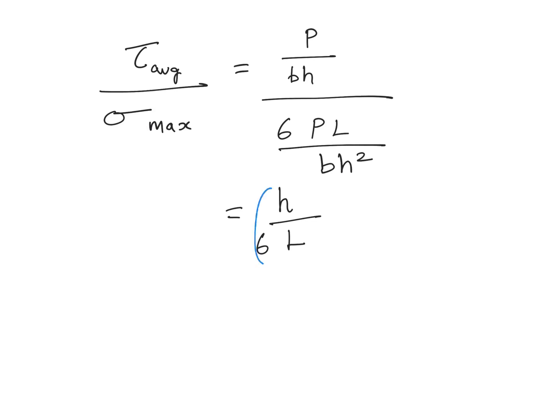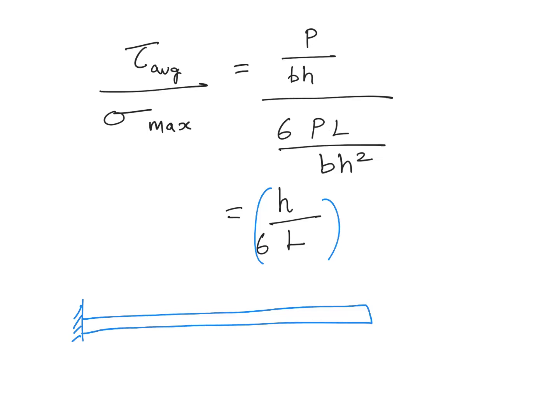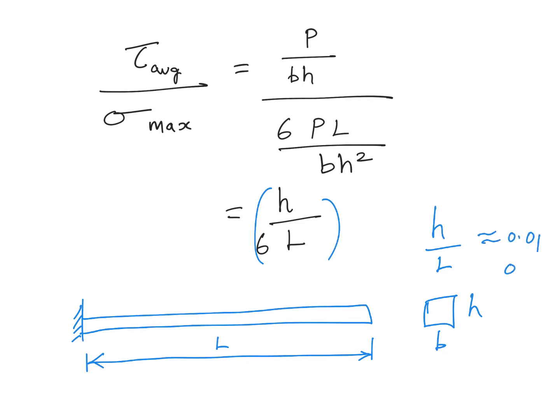So what does this signify? For a beam, in the very first minute of this particular video, I told you that a beam is a structure where your length dimension is much higher compared to your in-plane dimensions like B or H. So mostly for beams, this particular ratio H by L will be of the order of 0.01 or 0.1. That tells you this ratio will be very small, which in turn tells you that compared to sigma max, the maximum bending stress, your shear stress is so small.